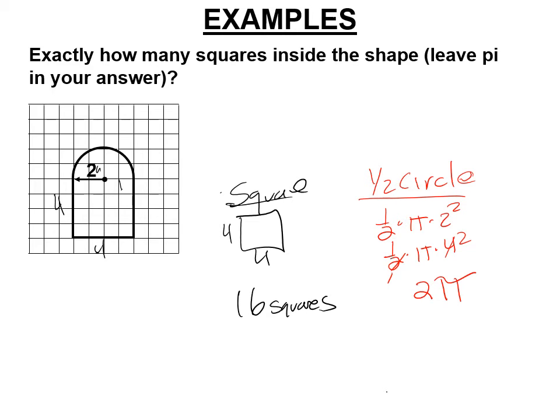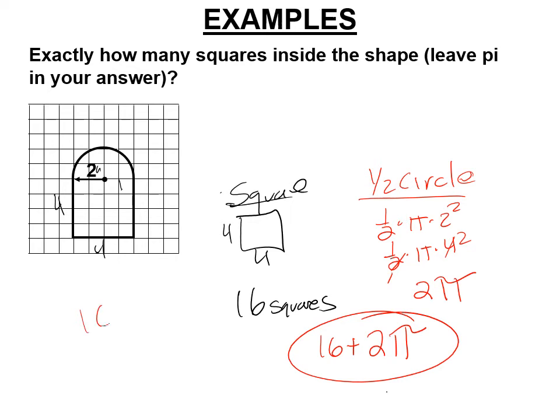Okay? So how many squares exactly in there? 16 plus 2 times pi. All right, that is the answer. Now, pi is about 3, right? So there are 16 plus 6, approximately. It's more than 22, because pi is bigger than 3. So there's more than 22 squares there.